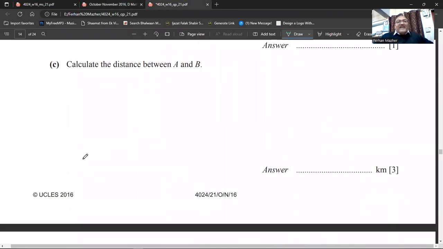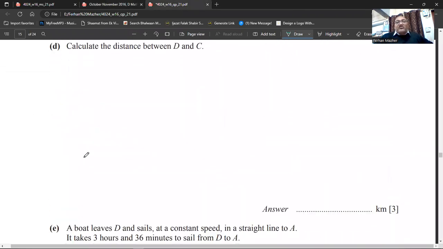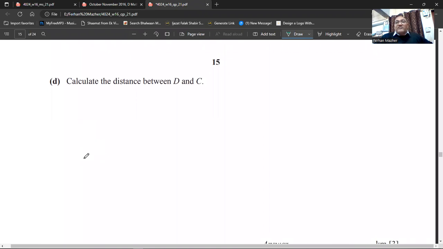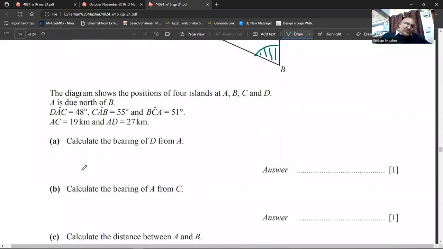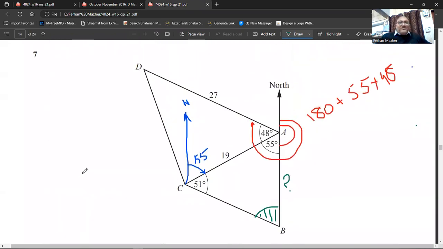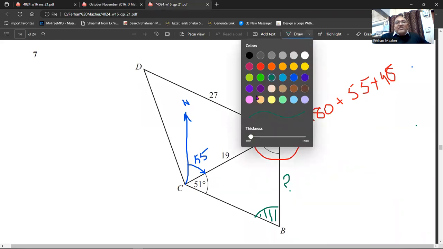Okay, so we are going to the next question, next part. We are on question number 7, and it's D part. It says calculate the distance between D and C. Okay, let's go to that diagram. They want me to find out this distance, D and C. Let's choose some other color, dark blue, purple.